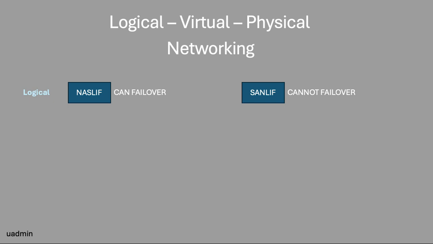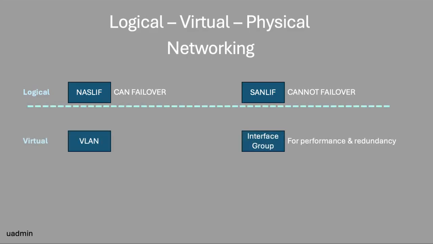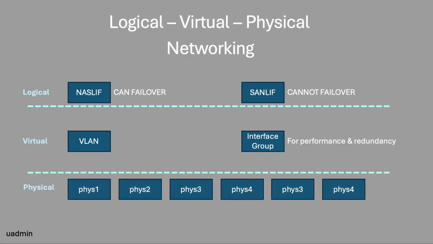So every node in the cluster that should be able to run a SAN protocol will need a LIF to provide access to the LUN that is hosted by the particular node. So SAN LIFs will not fail over between nodes, but NAS LIFs by default do. Next to logical network interfaces, there are also virtual ports like VLAN ports and interface groups. An interface group is like a port channel that can have multiple physical ports connected to it for bandwidth and redundancy purposes. And at the bottom of this schema, there are physical ports.